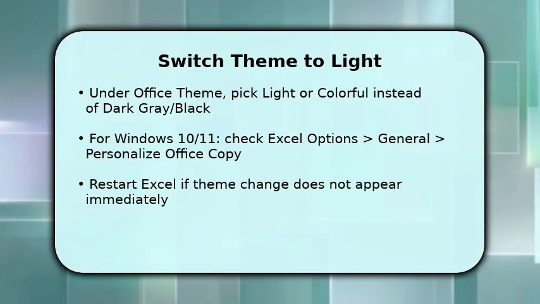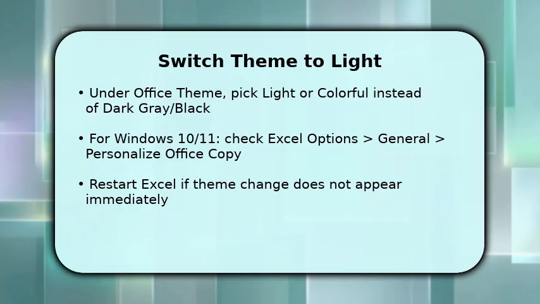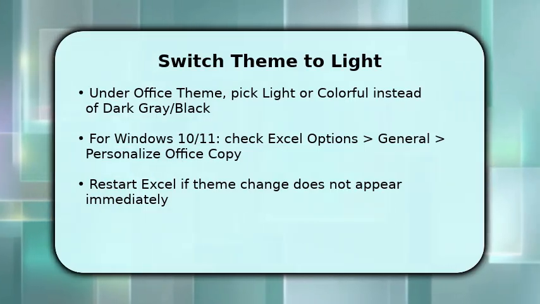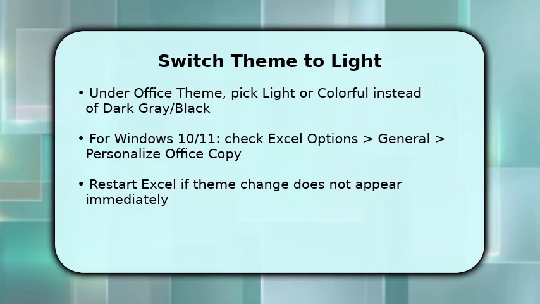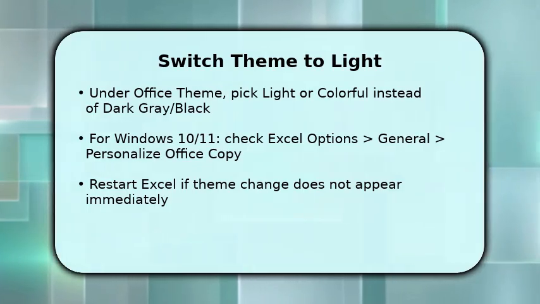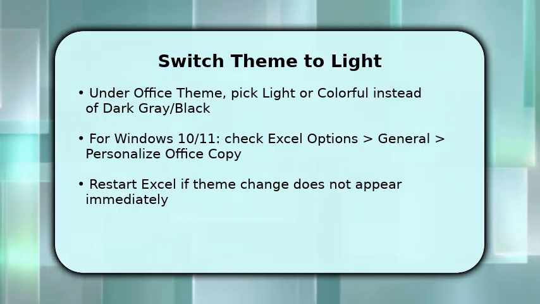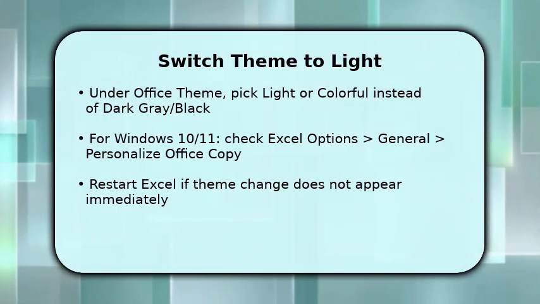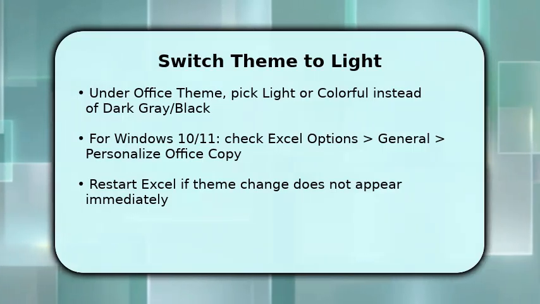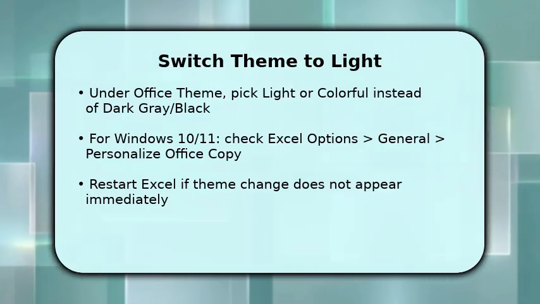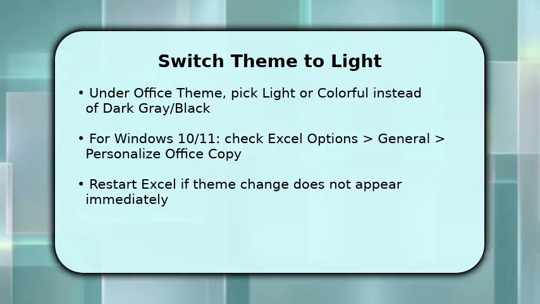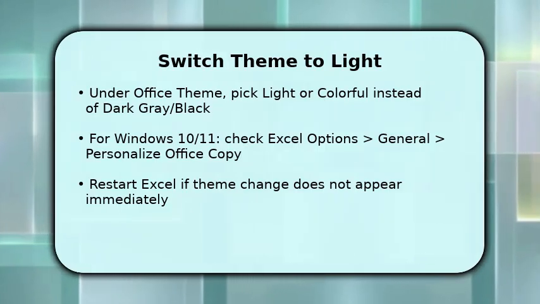This toggles Excel's UI from dark to light. For more control, open File, Options, General, and find Personalize your copy of Microsoft Office to confirm the selection. You do this because Excel relies on that Office setting to apply the UI color. Individual workbook backgrounds might remain. Once you set it, close and reopen Excel to force the new theme to load if it doesn't update instantly.